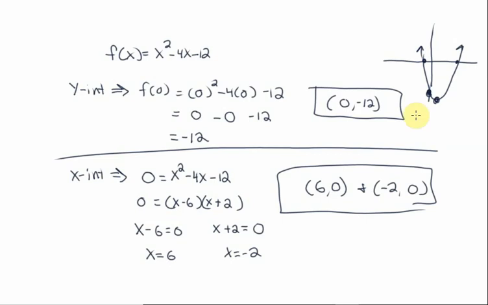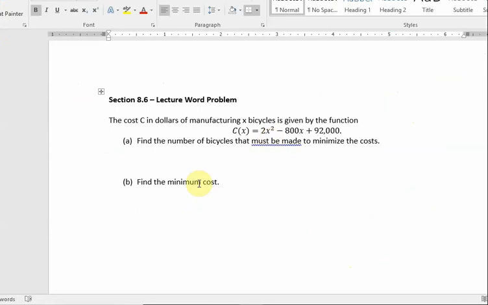Where we're going to go next is using our ability to find the vertex to answer a word problem. And the word problem is not really that hardcore. It's actually quite interesting. I'm able to find the minimum or the maximum of something if it is a quadratic. Notice this is x squared, so this is a quadratic. So I can find the maximum or minimum just by finding the vertex.